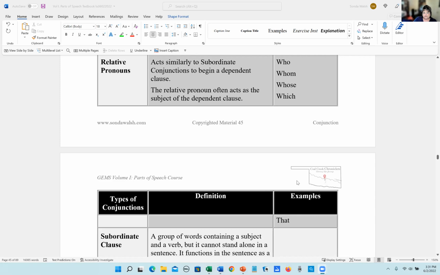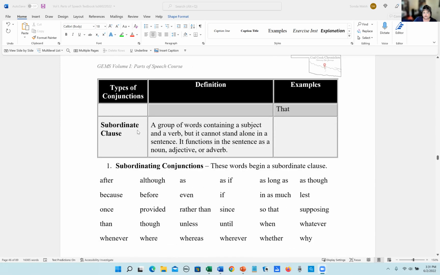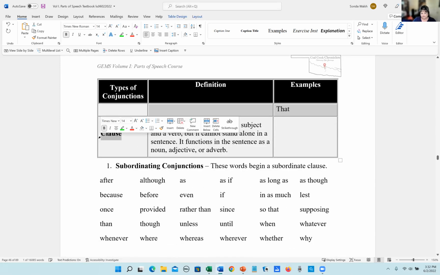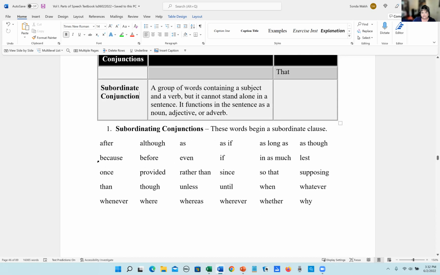All right, and the last is a subordinating conjunction. Ooh, "subordinate conjunction." That's bad. You might make that change in your book. Okay, here is a list of subordinating conjunctions: after, although, as if, as long as, though, and I won't read them all, you can read them.